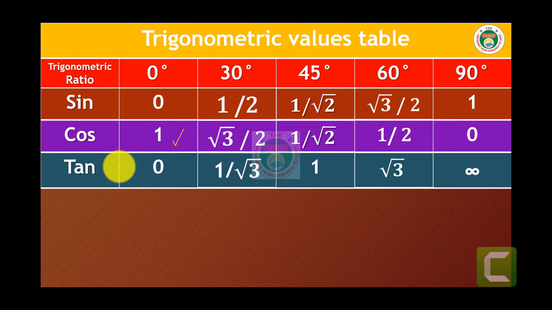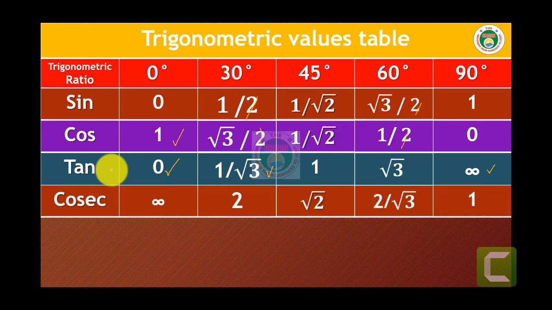Next, tan values. The relation of tan in terms of sin and cos is sin theta by cos theta, so divide the sin and cos values. 0 by 1 is 0. 1 by 2 divided by root 3 by 2: the 2 gets cancelled, remaining is 1 by root 3. 1 by root 2 divided by 1 by root 2 cancels totally, that is 1. Root 3 by 2 divided by 1 by 2: the 2 gets cancelled, remaining is root 3. 1 by 0: the denominator can never be 0, so it is not defined, that is infinity. These are the tan values.